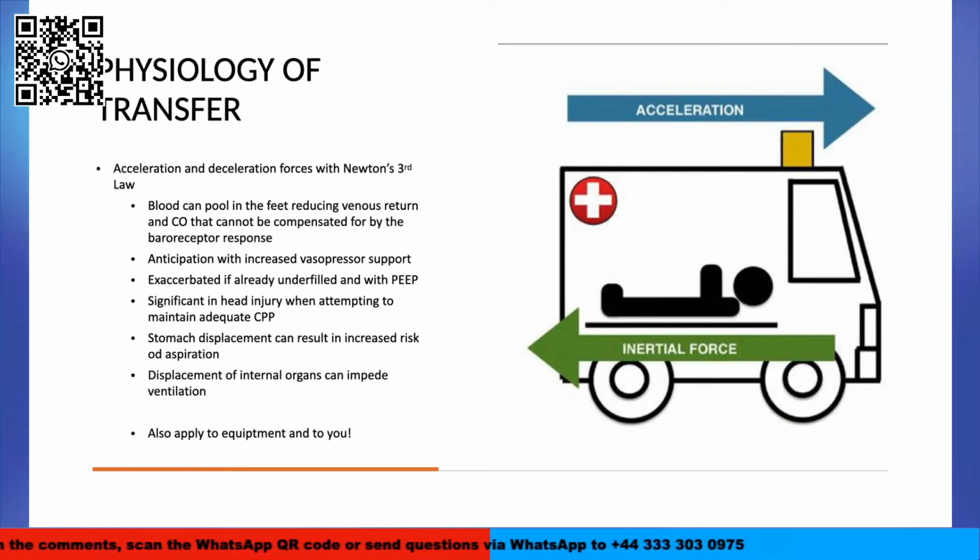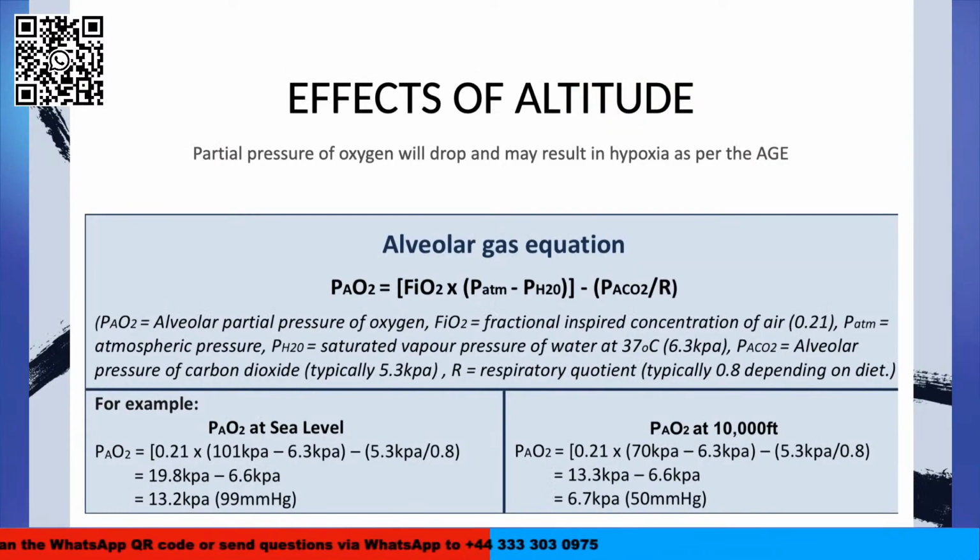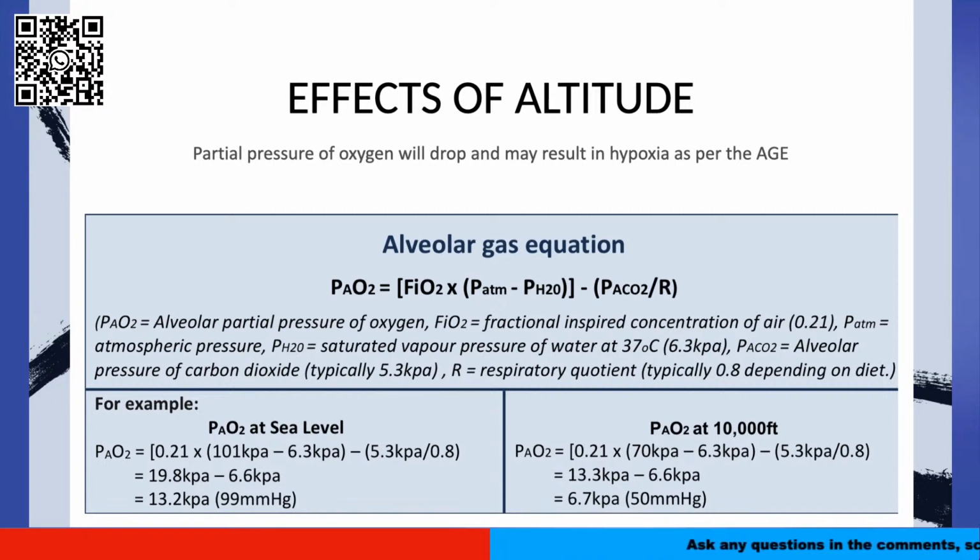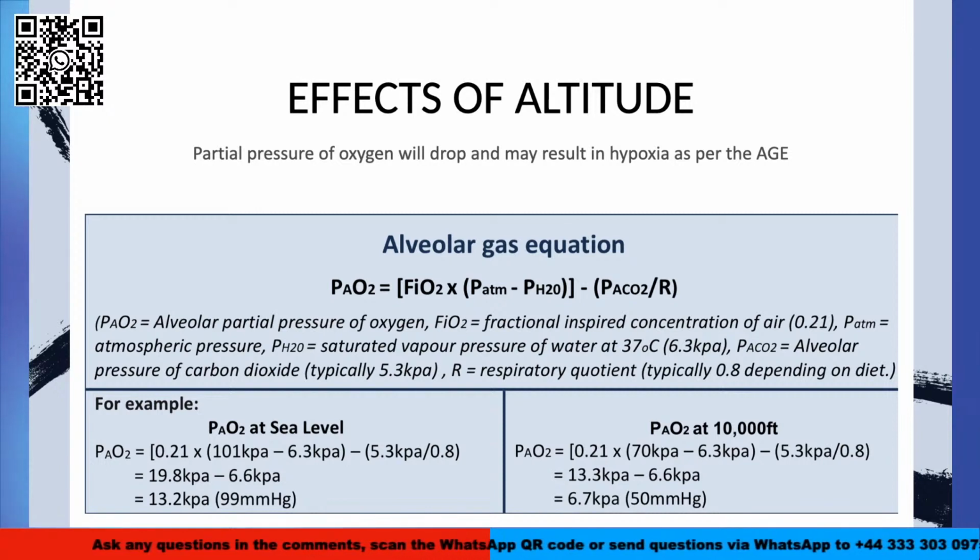It's also important to consider some of the effects of altitude and to be aware that there will be a drop in the partial pressure of oxygen, which may result in hypoxia, especially if the patient is already hypoxic or has a primarily respiratory pathology. This can be overcome by reducing the altitude of the flight, which should be done in conjunction with the pilot, or by increasing the FiO2.